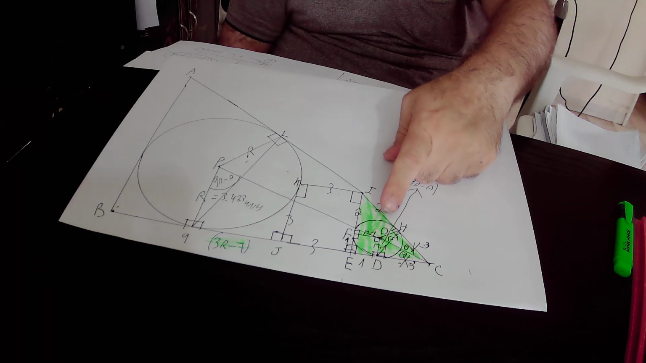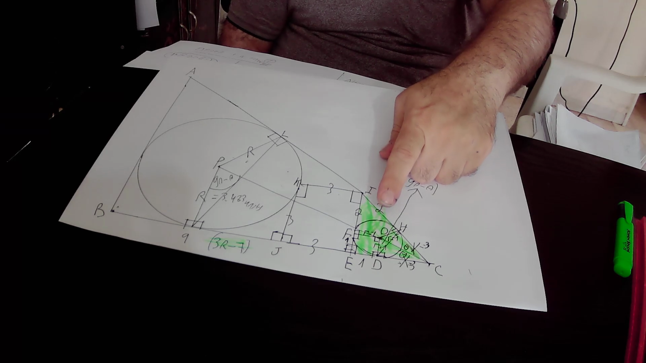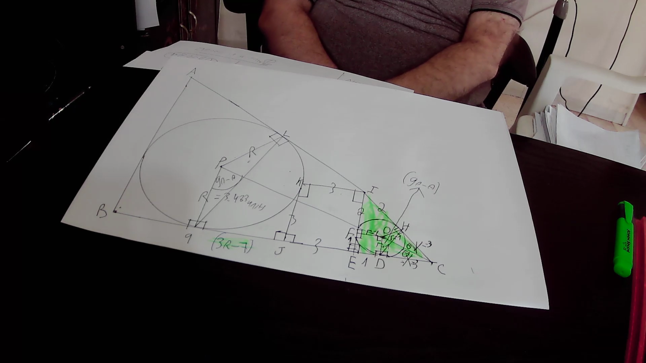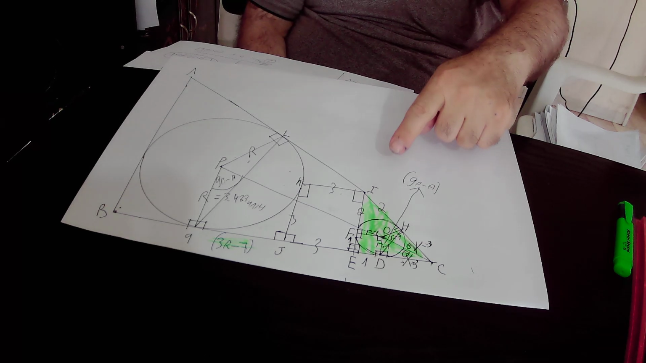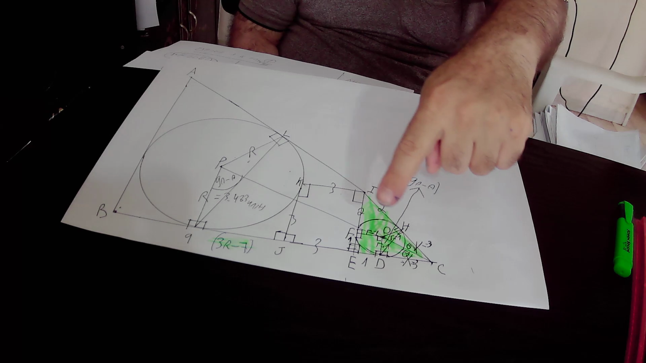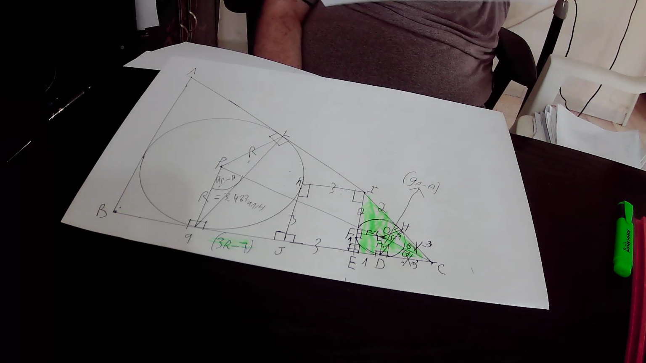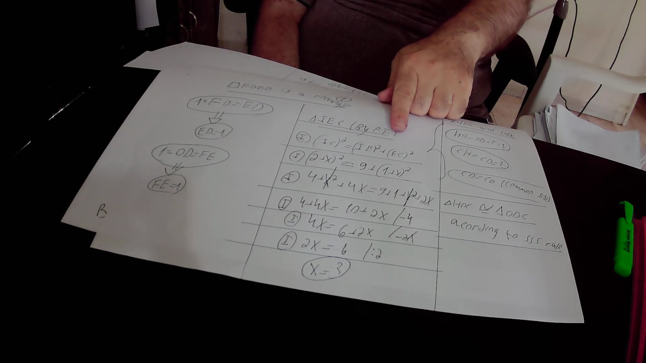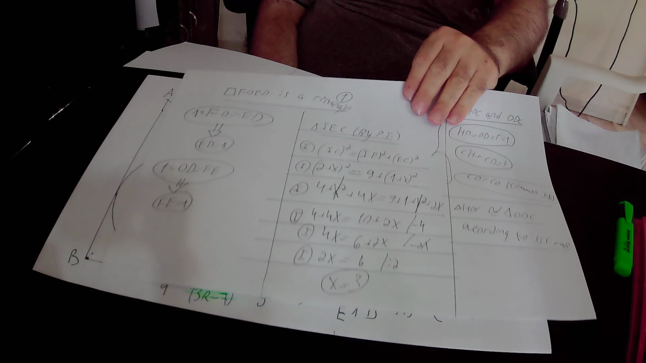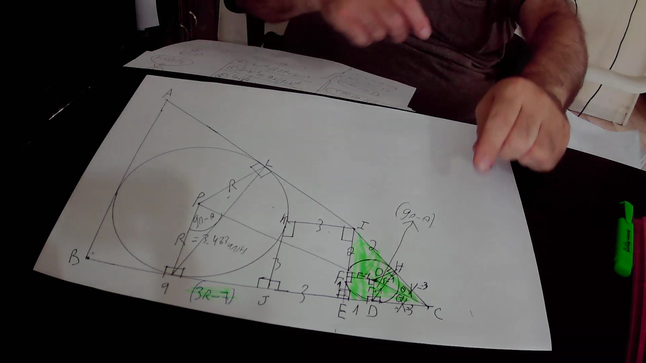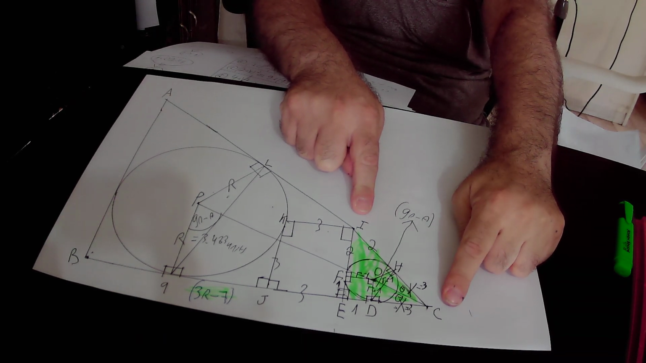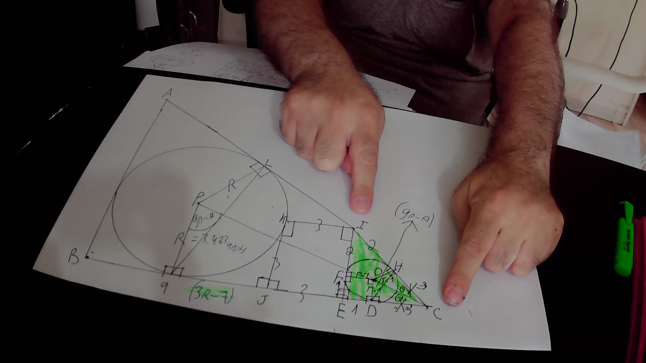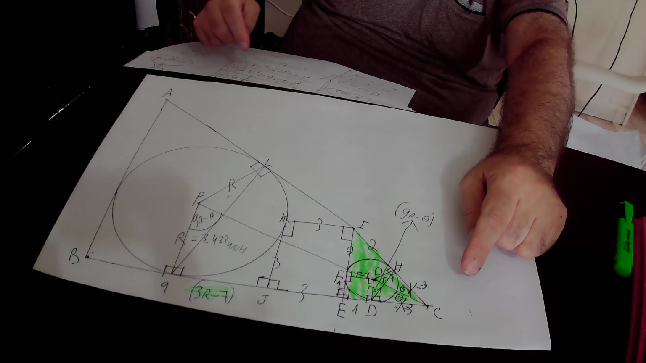Then we implemented the Pythagoras theorem on this right green triangle, triangle IEC. According to the Pythagoras theorem, the square of the hypotenuse equals the sum of the squares of the perpendicular sides. That is to say, IC squared equals IE squared plus EC squared. IC, what is the value of IC? IC equals 2 plus X.